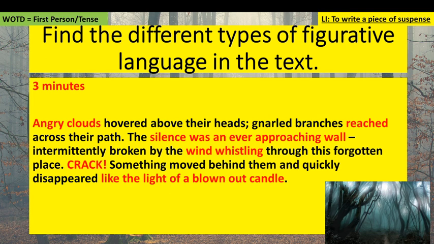Next, we have the silence was an ever-approaching wall. I'm saying the silence is something else, so that is a metaphor. We then have the wind whistling through the forgotten place. So we've got 2 types of figurative language in one there, because we've got wind whistling, which is a type of alliteration, and we have the wind whistling, which is a human action, so that's another type of personification. The next type of figurative language we have in there is onomatopoeia, because we've got crack, which is a sound effect. So onomatopoeia there. And then finally, we have like the light of a blown out candle, which I'm sure you have noticed is a type of simile.